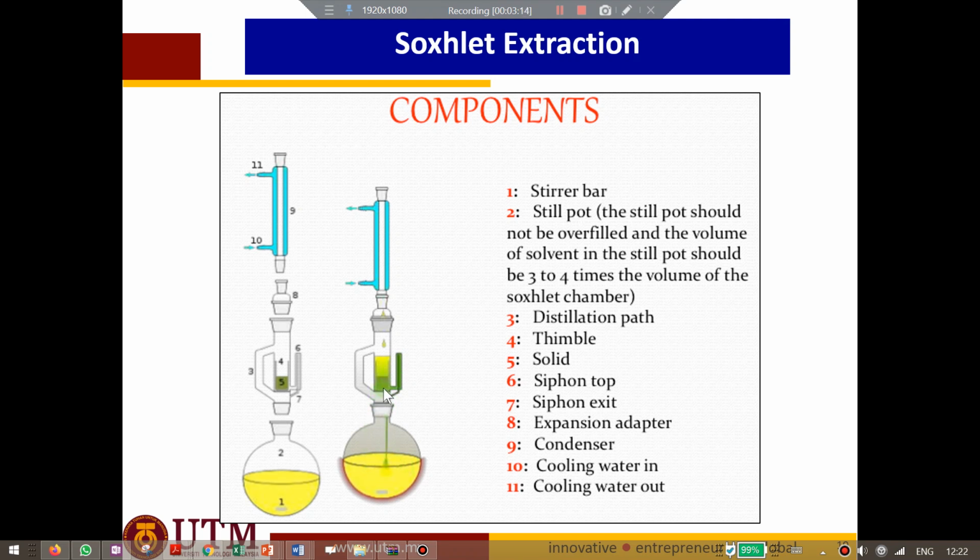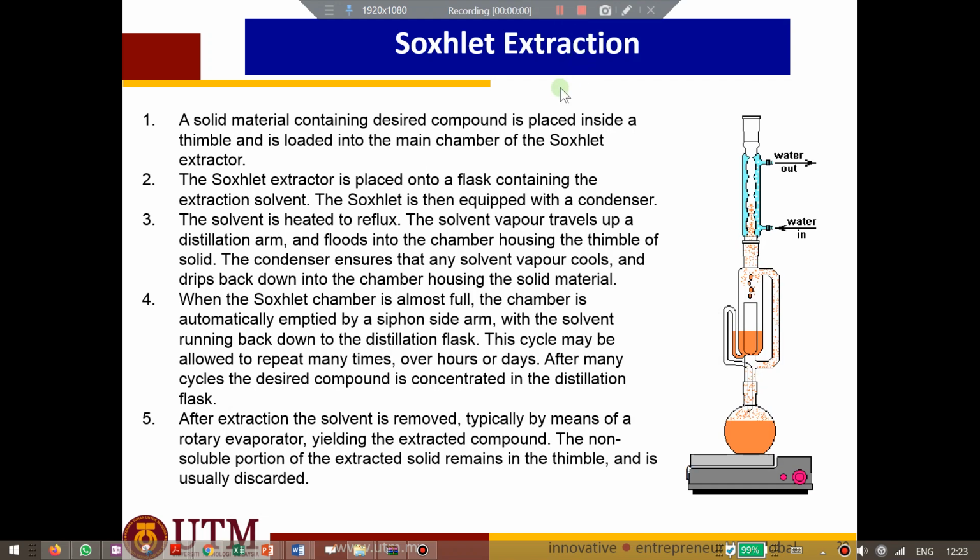It will somehow allow the liquid from the thimble to go back into the still pot, so that the continuous process of the extraction can happen. Here is the description. It's not impossible if the question asks you to draw the Soxhlet extraction and describe, or describe the Soxhlet extraction process.